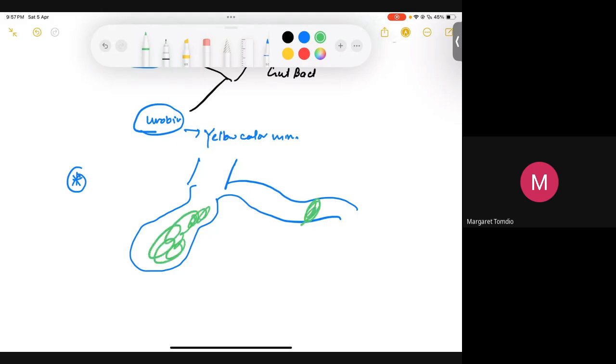What happens if the direct bilirubin keeps on accumulating within the gallbladder? It's going to be leaked into the blood, and it's going to be deposited in different structures. For example, it's going to give the scleral icterus, the yellow discoloration of your sclera, and the yellow skin, right?